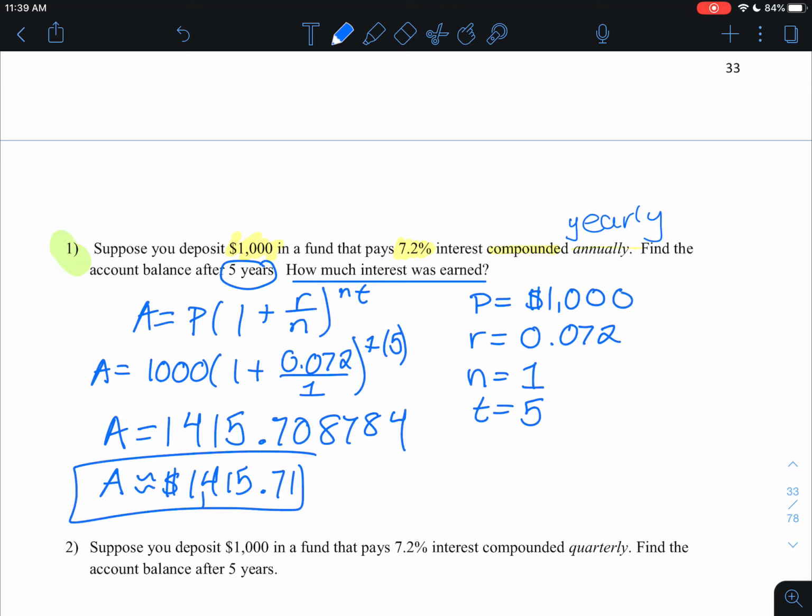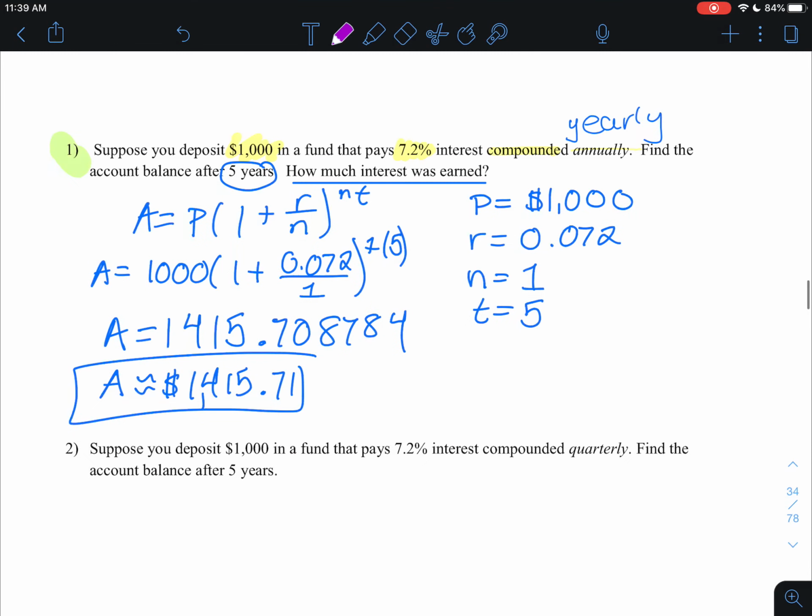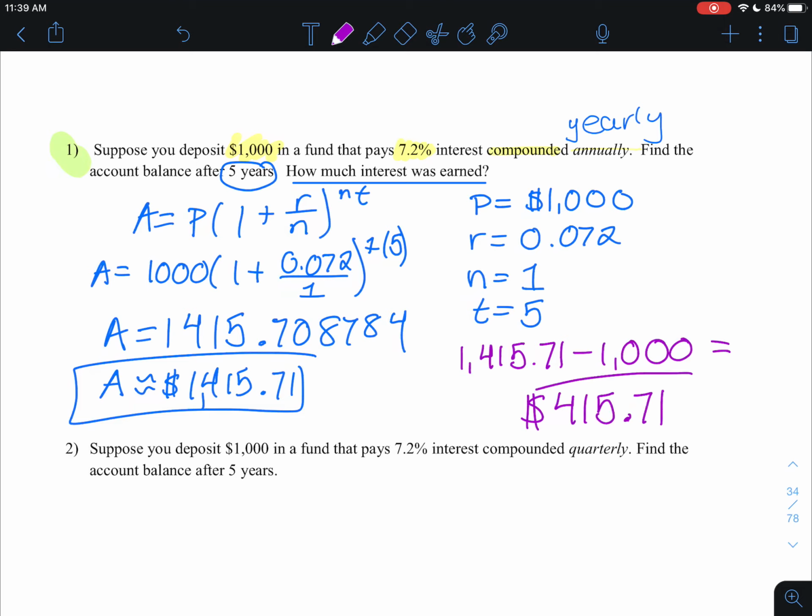So how can you figure out just the dollar amount of interest? You subtract the end amount, so your A value, minus your principal. So you'll see that you earned $415.71 in 5 years.